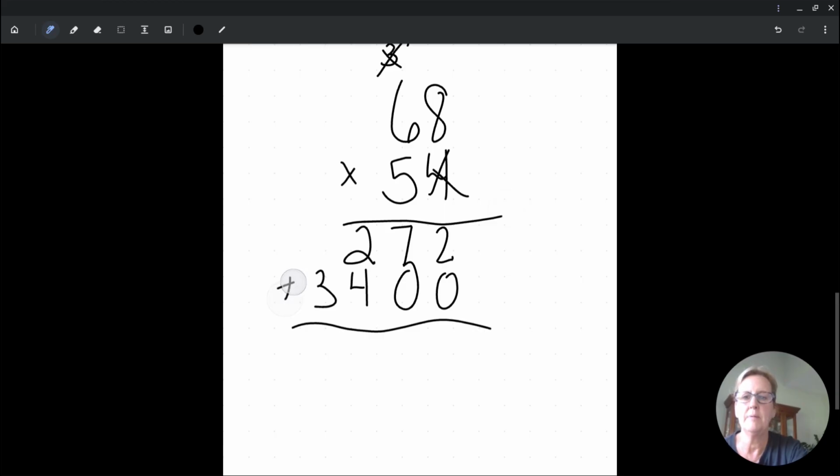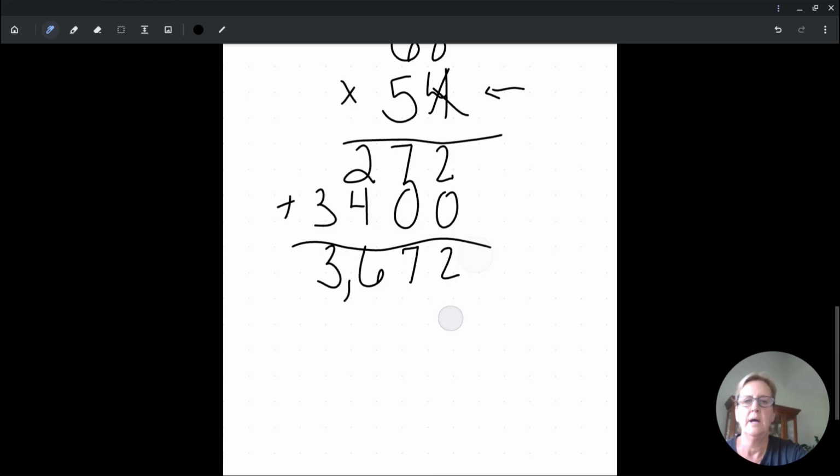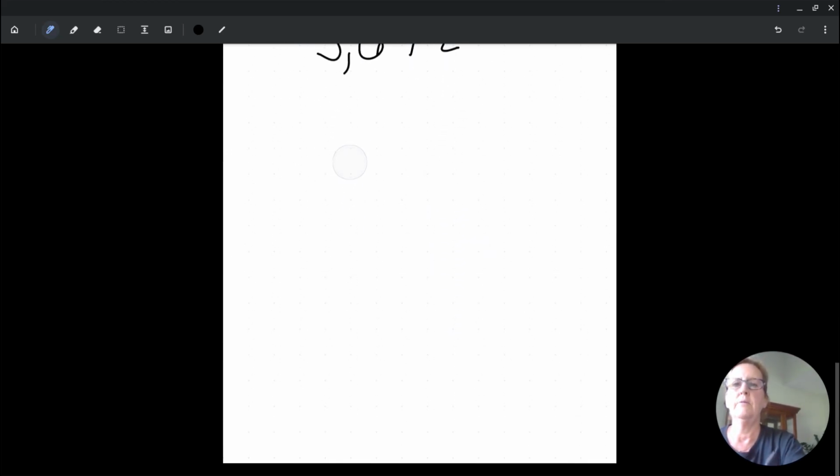Add them up. 2 rows because I had 2 numbers to multiply. 2, 7, 6, 3. 3,672 is our product.